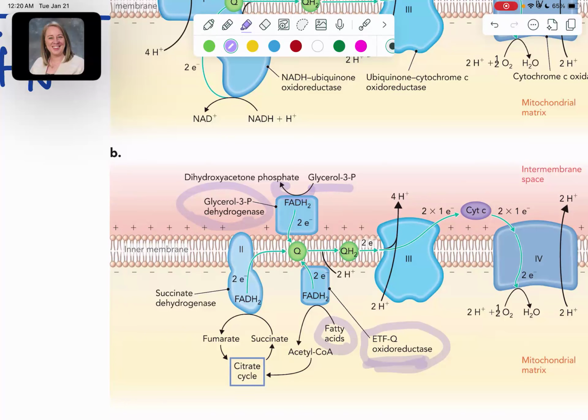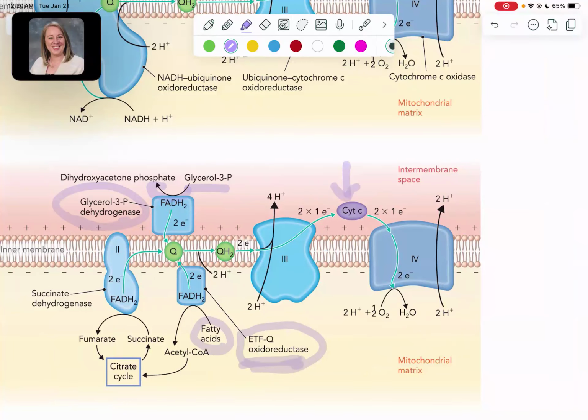The fourth functional part of the electron transport chain is cytochrome C, which sits on the cytosolic side of the inner membrane. So it sits within the intermembrane space, and it carries the electrons one at a time. It's pretty particular about that. It can only carry 1 electron at a time from complex 3 to complex 4.